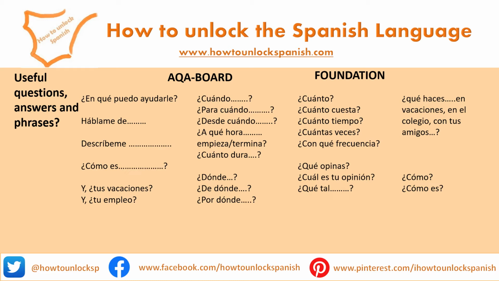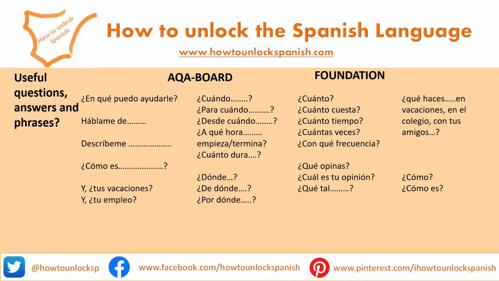Another very important question word is ¿dónde? Where. So, de dónde will be where from. Por dónde will be where through or where about. More important question words. ¿Cuánto? How many or how much? ¿Cuánto cuesta? How much is it? If you are asked with an interrogation mark and next to the interrogation mark you see precio, you will have to ask ¿cuánto cuesta?